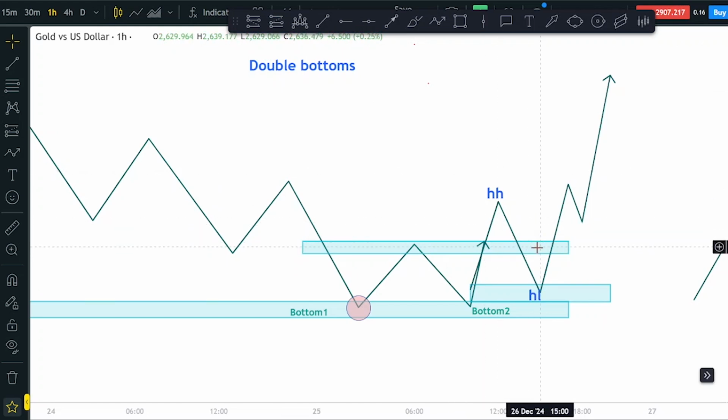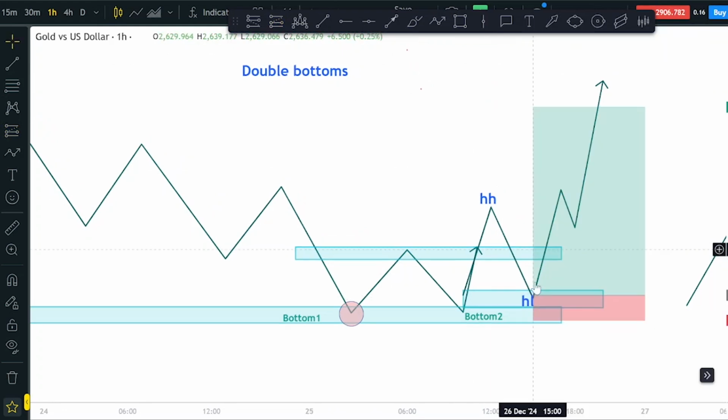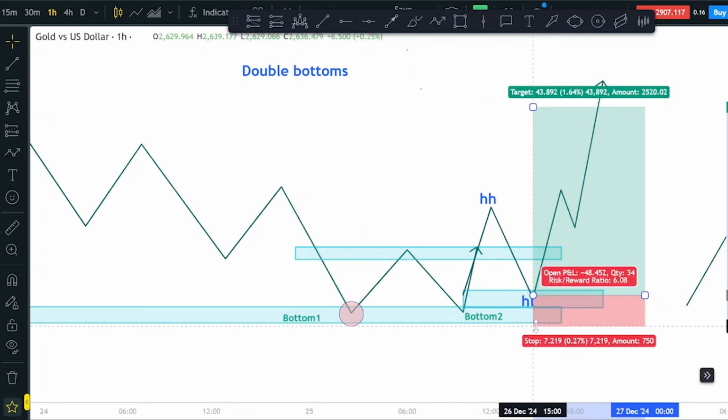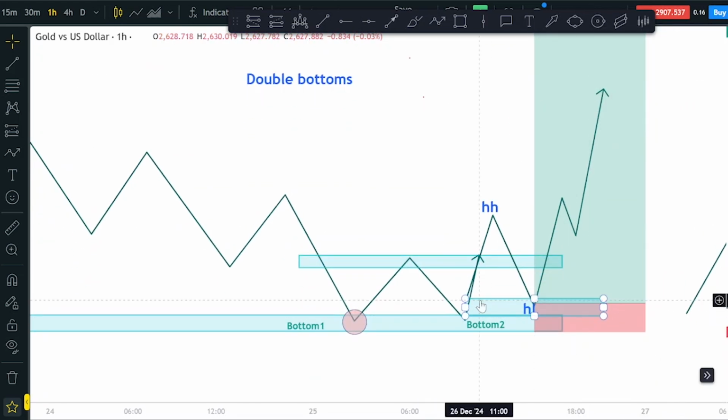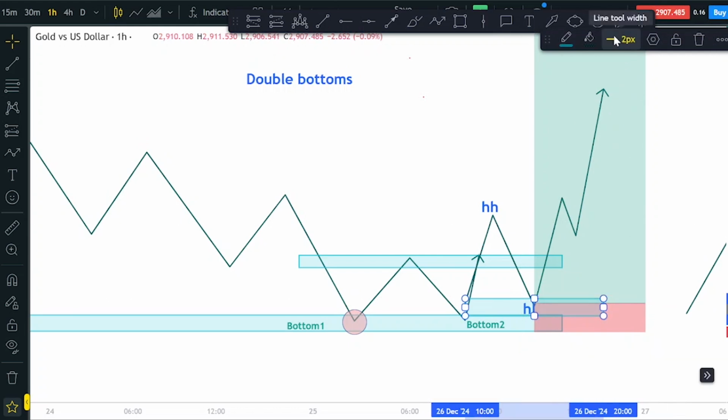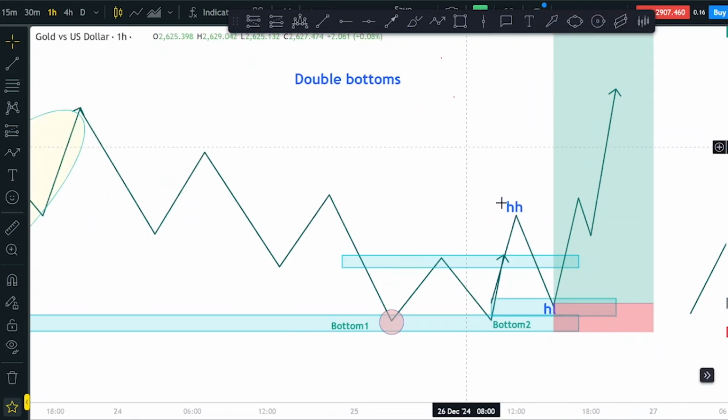If you enter from this area, the stop loss has to be below the previous low. This is the way of entering from the demand zone. Now, the way we are trying to enter from this area, we reduce the stop loss. The stop loss will be small.